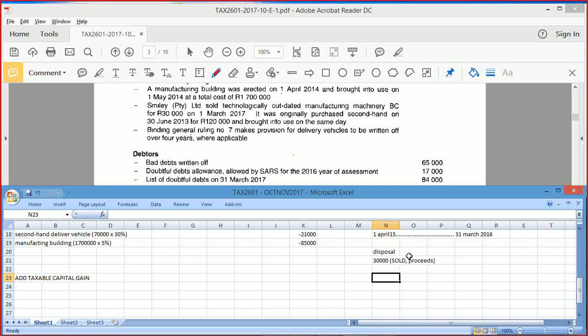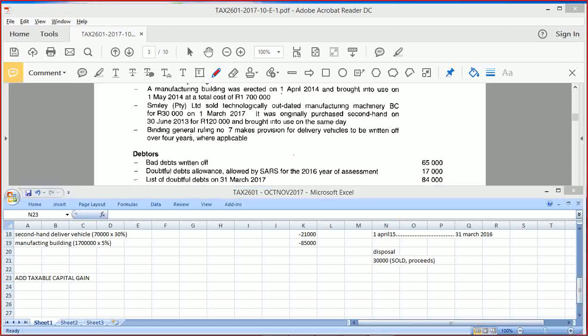So if it's within the financial year and you had 30,000, they told you that the original manufacturing machine was purchased secondhand in 2013. Do you agree? Yes, sir. Okay, so this is looking at manufacturing equipment. So you go back to your section 12E, new and unused assets. Is this new or unused? This is used, sir.